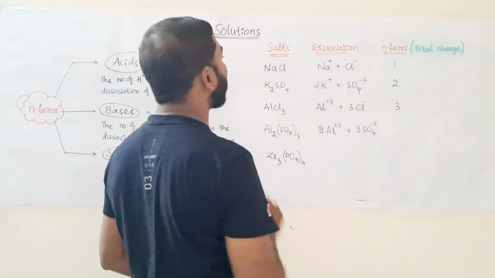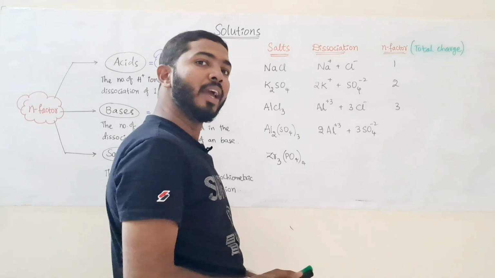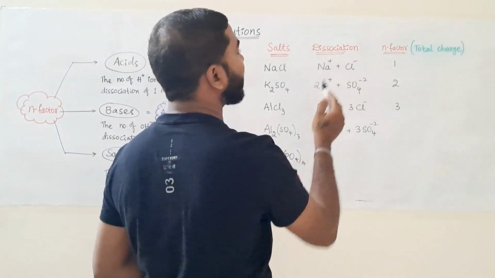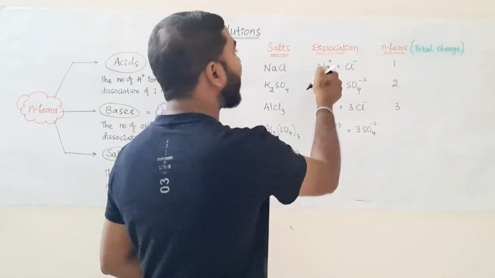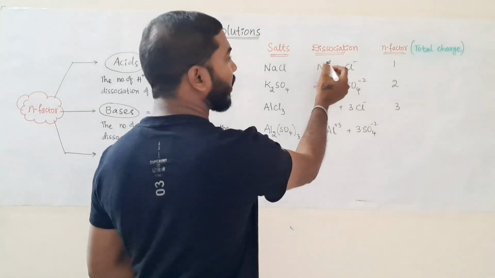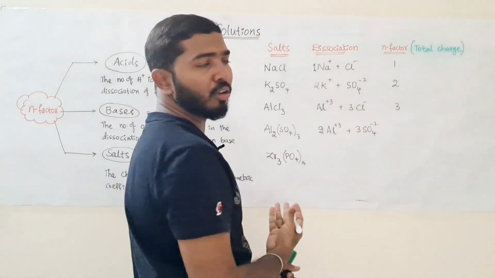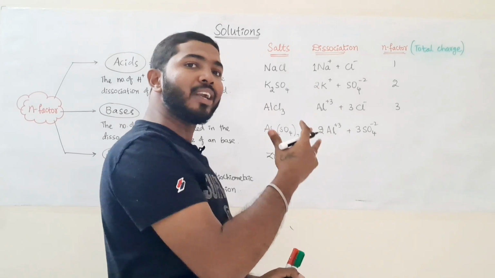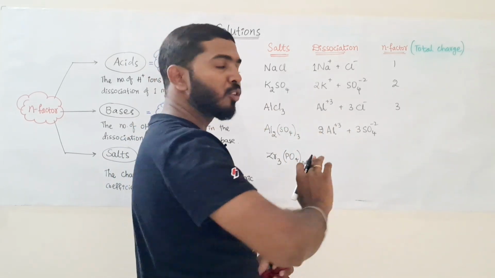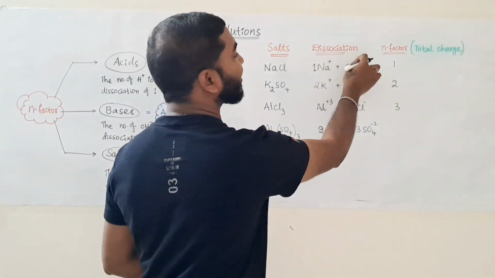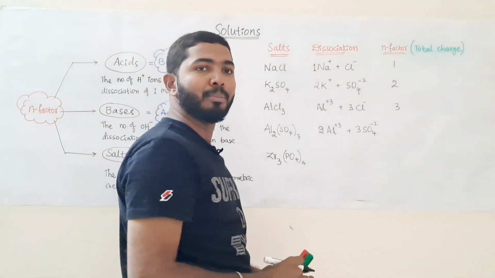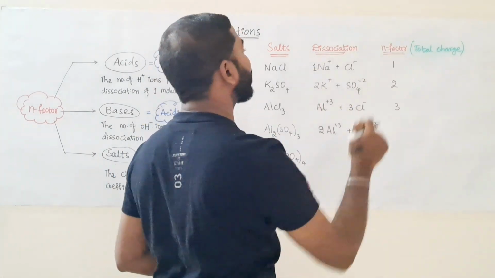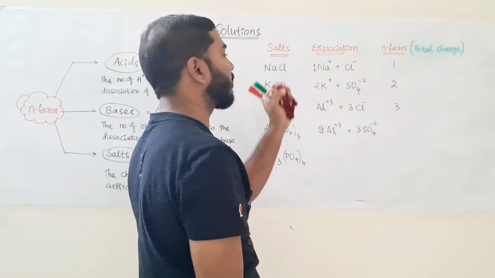Now if you take NaCl, that is Na plus and Cl minus in the dissociation. If you can see, the charge is +1 and the stoichiometric coefficient is also 1. So we can take either the cation or the anion, that's up to us. We should not take the sign, we have to consider the number. So that is 1 into 1, so 1 is the N factor for NaCl.